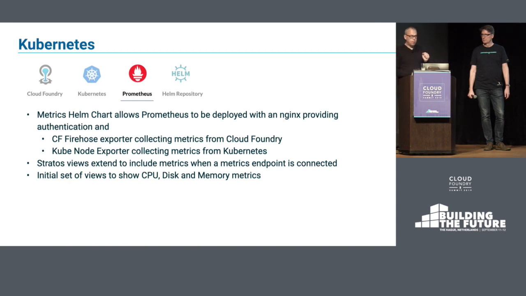Prometheus: if you use standard Stratos, you can already connect Prometheus and you can get Cloud Foundry metrics. We have a Helm chart for Stratos metrics. That also lets you connect in the Kube node exporter, so you can get metrics for Kubernetes. And then within the UI, which we'll show you in a sec, you can see the graphs for Kubernetes metrics in a similar way that you see the graphs for Cloud Foundry.